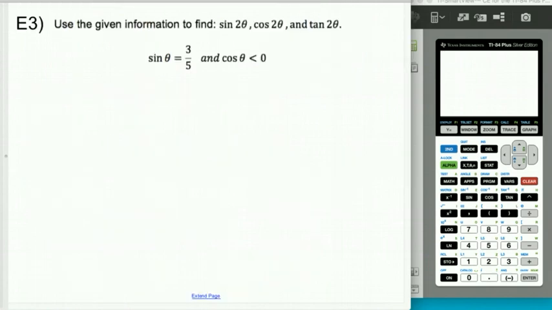All right, so let's go ahead and do an E3 and a P3 before we end this video. So we're going to use this information that we have to find the sine of 2 theta, the cosine of 2 theta, and the tangent of 2 theta. So here's what we know. We know that the sine of theta is 3/5, right, which is a positive value, and that cosine is negative.